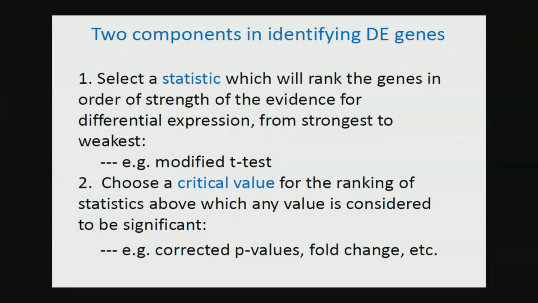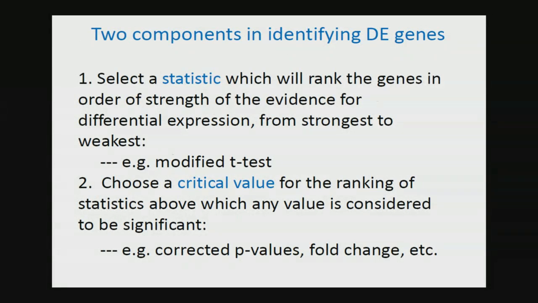So we always say doing a test, t-test, things like that. This is actually selecting a statistic. And the second step would be to choose a critical value for the ranking of the statistic, above which any value is considered to be significant. So this is selecting a cutoff threshold for claiming significance.